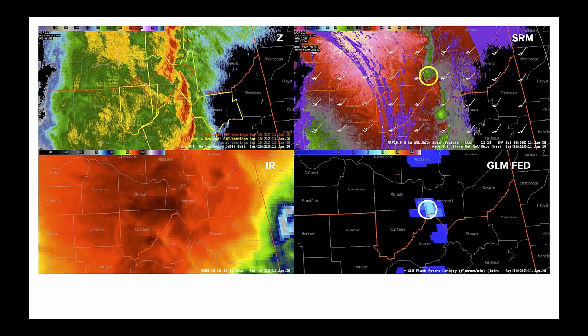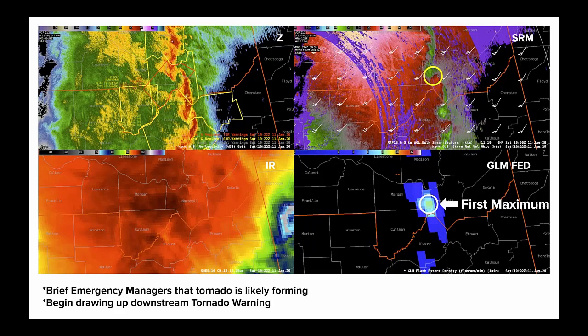We'll be in touch, but our concerns are increasing that a tornado may be occurring or is soon to occur. So we saw kind of our first maximum. This was the highest activity that we had seen for the day. So at this time, we briefed emergency managers that a tornado is likely forming, and we began drawing up a downstream warning for issuing a tornado warning beyond what we had currently.